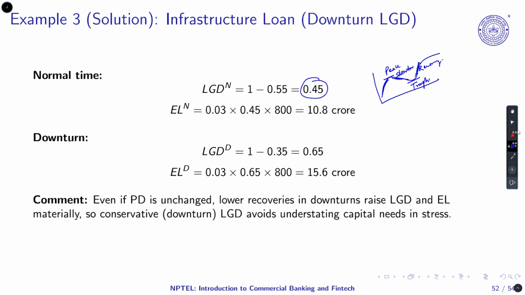So LGD normal is nothing but 1 minus 0.55, so it is 0.45, and expected loss is the PD into LGD into exposure. It is coming out to be 10.8 crore. So PD plays an important role, and also the LGD. And in the downturn LGD is going to be 0.65. So expected loss is nothing but 15.6 crore. This is what we are mentioning here.